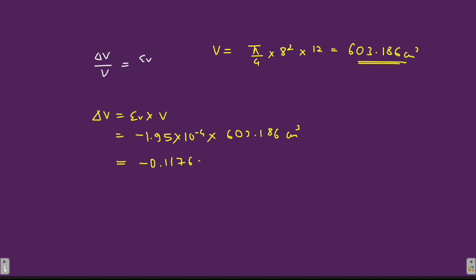0.1176 centimeter cube. And you are getting a minus sign because this shows that there is a reduction in the volume of the cylinder, because the loads were compressive in nature. So this is the change in volume, and it comes out negative because it is getting reduced. So you can write it as 0.1176 centimeter cube, and the volume is getting reduced.